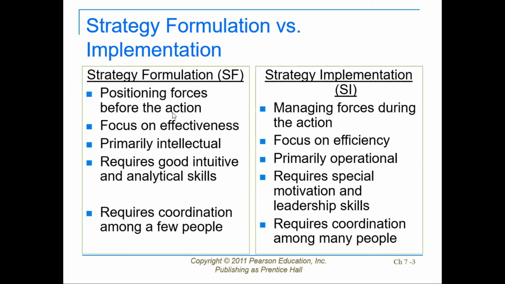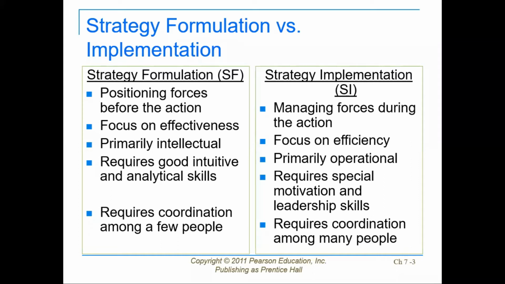So for that implementation, you need to manage forces during the action. Now this is the action stage, and the formulation stage was the before-action stage. Just before the action stage, we needed these kinds of skills, and now you are taking actions, and for those actions, you need to focus on efficiency day by day.